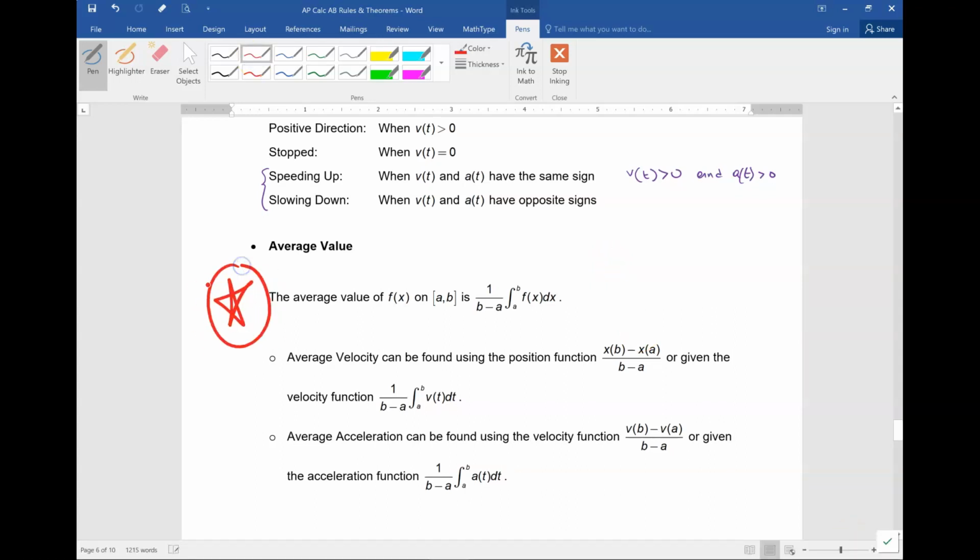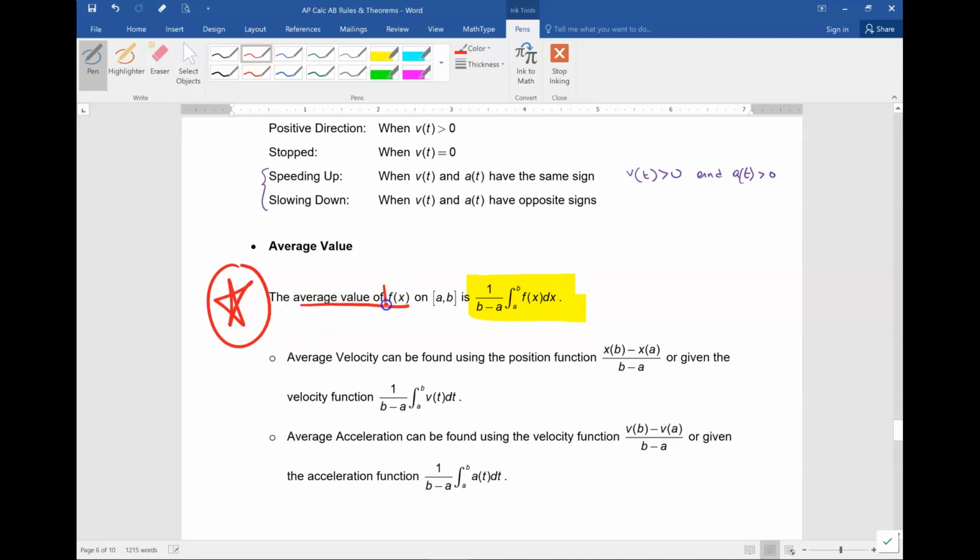Okay, this one, put like a huge star next to this one. Average value. This is the formula. I think I'm going to make you guys recite these every day in class, just randomly. Not a plus b divided by 2, old school. No, no. Average value of f. Average value of f. What's more is this.